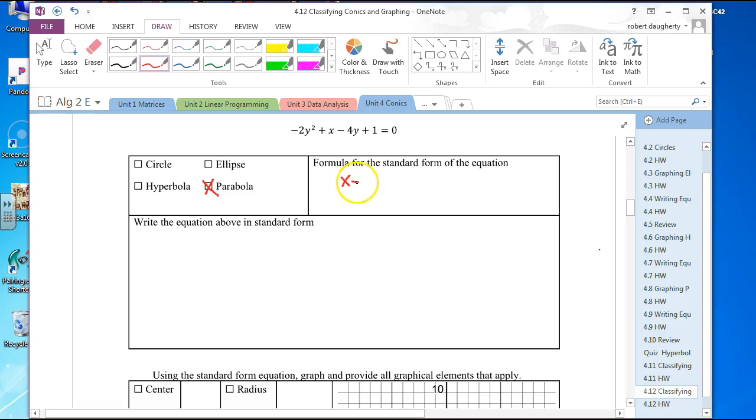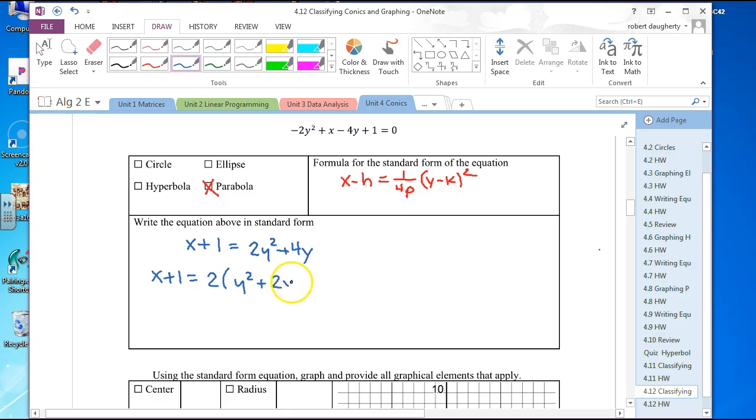The y. So I'm going to write this needs to look like x minus h equals 1 over 4p times y minus k squared, okay? So my job is to get it in that form, and what method does that for me? Completing the square. So to get it x minus h, I can write x plus 1 equals 2y squared plus 4y. And I complete the square in which variable? Y. But in order to do that, I have to do what? You have to factor out a what? 2. So y squared plus 2y.